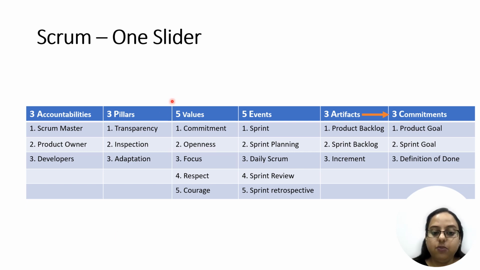All right, let's move on to the five values. The five values are commitment, openness, focus, respect, and courage. So these values are so very important for any Scrum team to function, that if these values are not there in place, trust me, your team won't move forward on the path of success. That is there for sure. So these values have to be always practiced by these three accountabilities: Scrum Master, Product Owner, and developers. As a Scrum team, you always need to abide by these values.